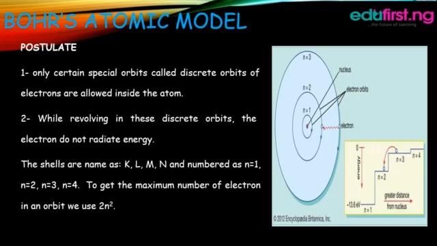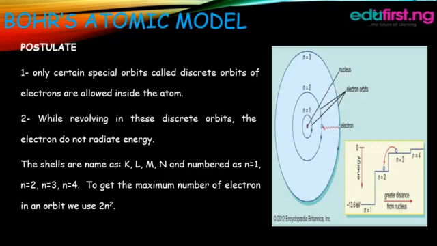He said the shells are named the K shell, L shell, M shell, and N shell, starting from the smallest shell that is closest to the nucleus. We can also number these shells as n equals 1, n equals 2, n equals 3, and n equals 4, starting also from the shell closest to the nucleus. For us to get the maximum number of electrons in an orbit, we use this formula, which is 2n squared, where the small letter n stands for the number of the shell. Let's look at the diagram.